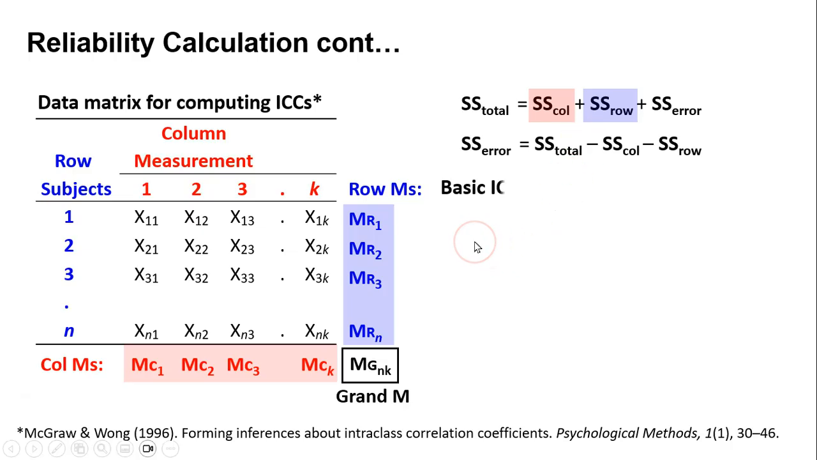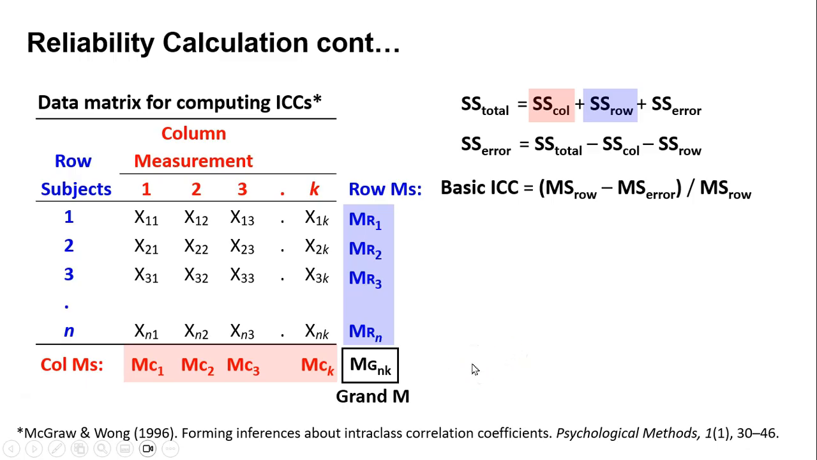So the basic formula for the ICC will look something like this. It will be the mean square for the row, which is our appropriate substitute for our subject variability across the measurements, minus the error. Do that first and then divide that by the row mean square. But let's clarify that.